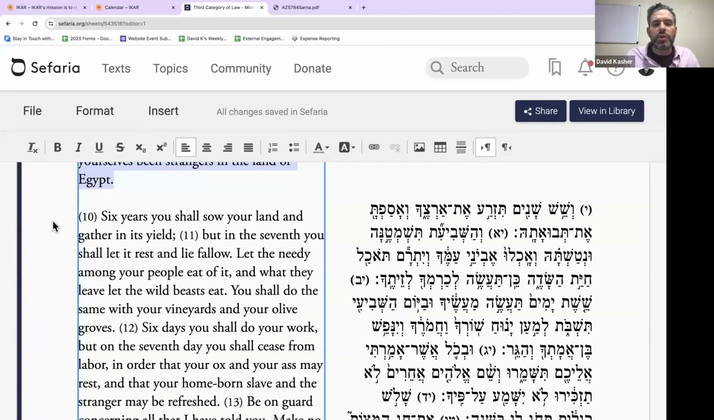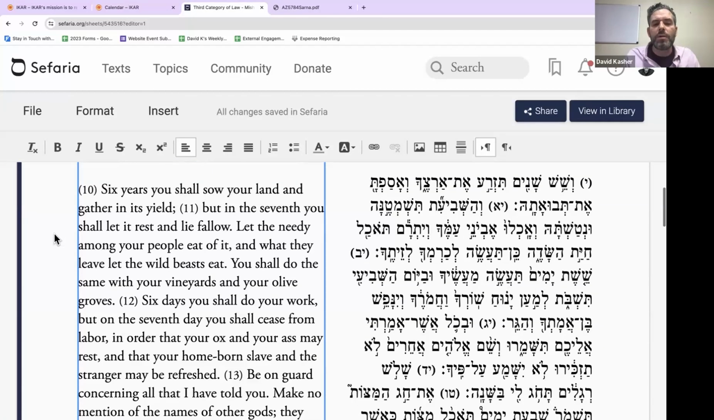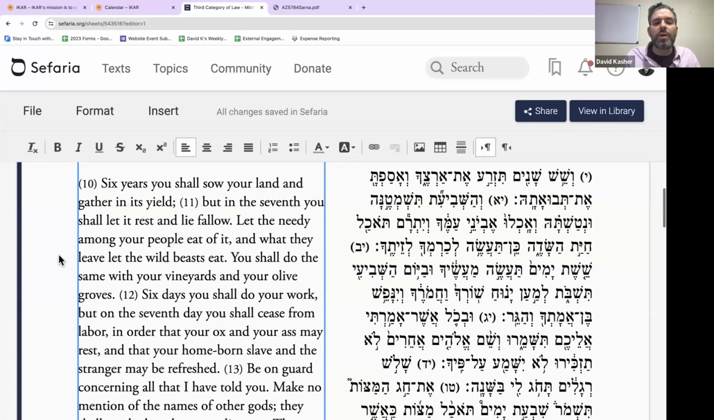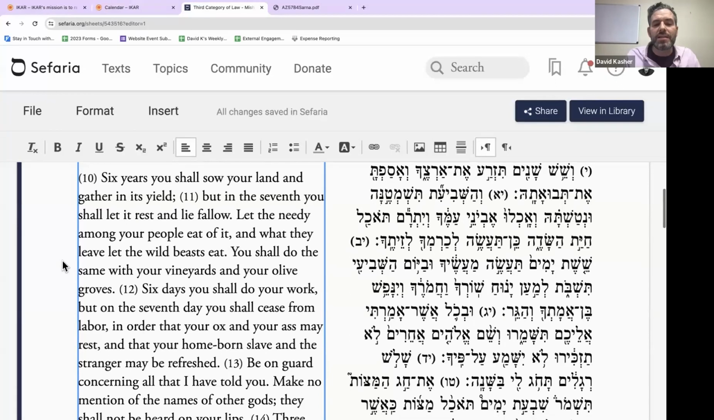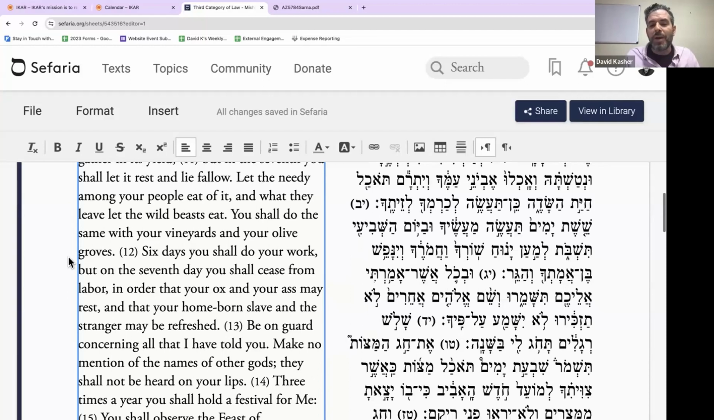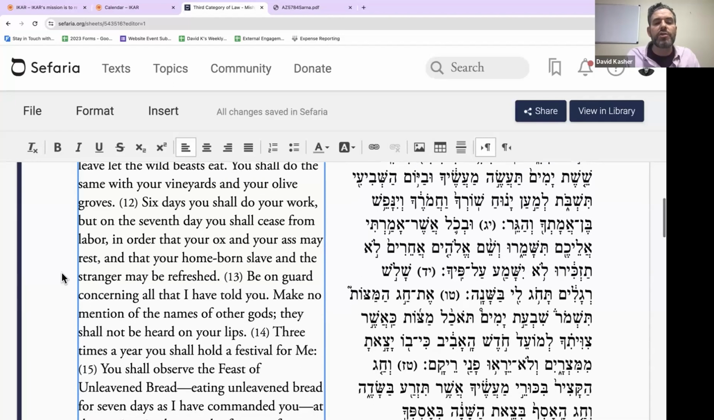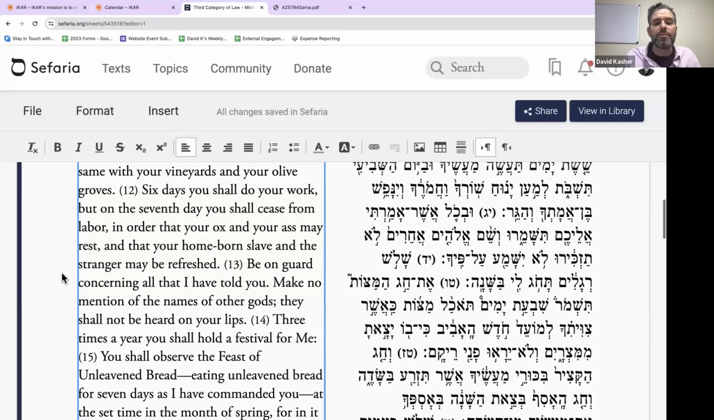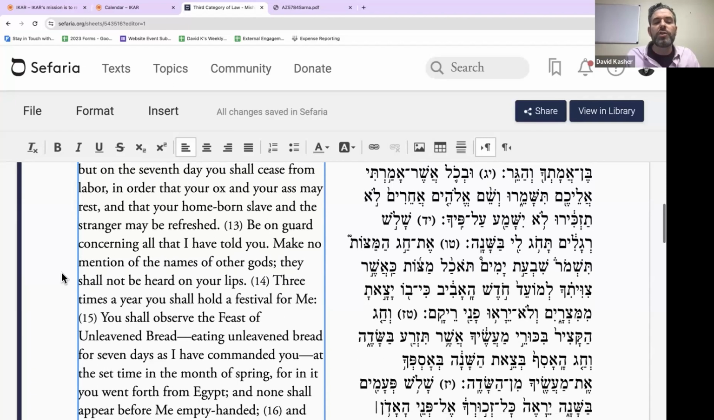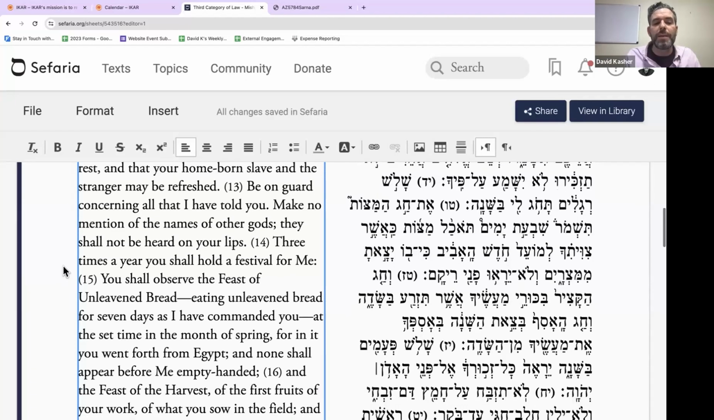Six years you shall sow your land and gather in its yield, but in the seventh you shall let it rest and lie fallow. Let the needy among your people eat of it, and what they leave, let the wild beasts eat. You shall do the same with your vineyards and your olive groves. Okay, now here's a big one. Six days you shall do your work, but on the seventh day you shall cease from your labor, in order that your ox and your donkey may rest, and your homeborn slave and the stranger may be refreshed. Be on guard concerning all I've told you. Make no mention of the names of other gods. They shall not be heard on your lips.